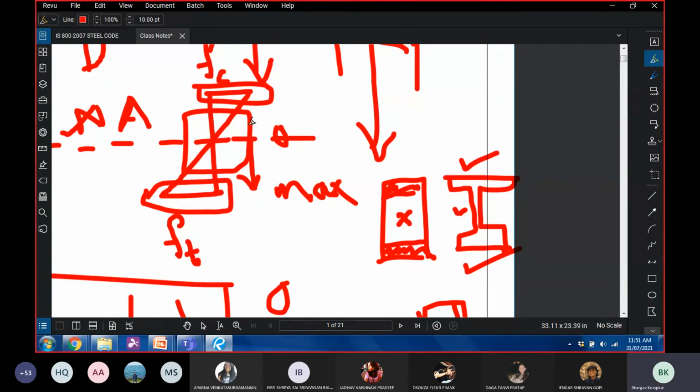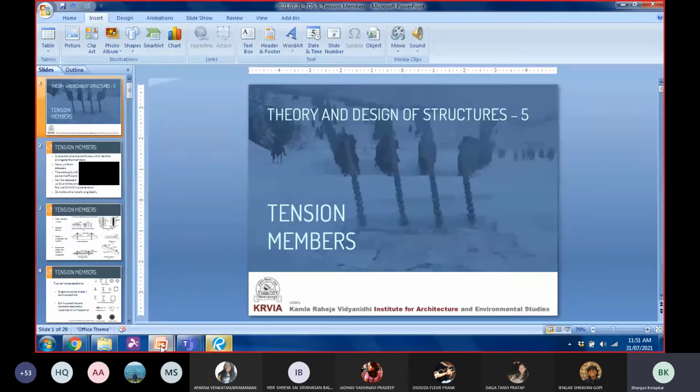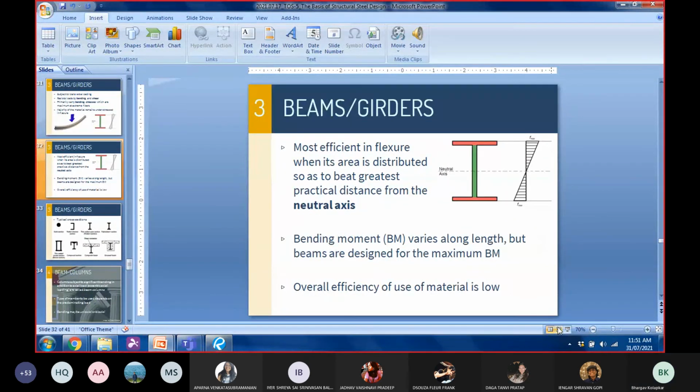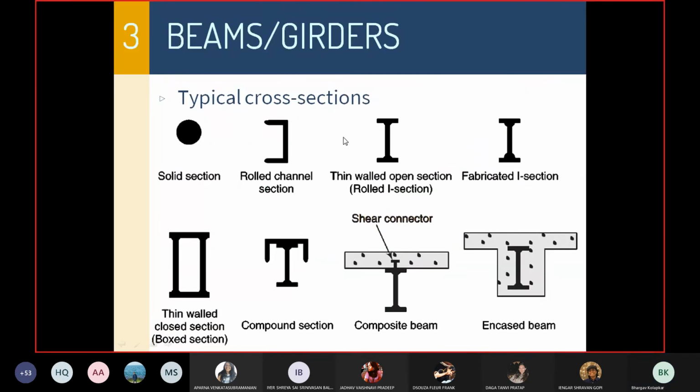We need material efficiency. If the stress is maximum in the extreme fibers, I'll provide maximum material here. Here I'll provide minimum material. And that is the reason why I sections are the most commonly used cross sections. Or if you're using a compound section as well, you'll make sure that maximum material is towards the end. Okay, we'll get into the details later on. For now, just understand the basics.